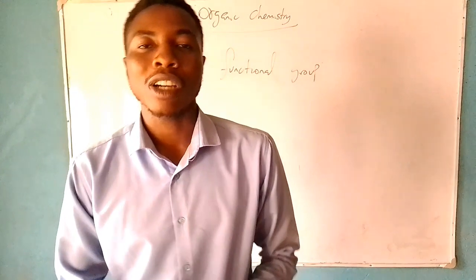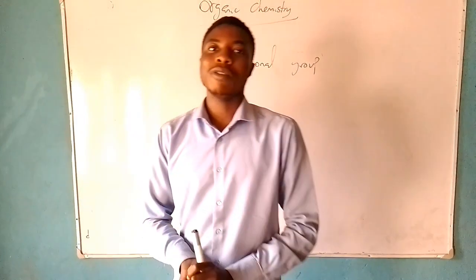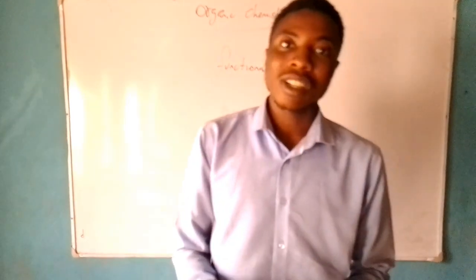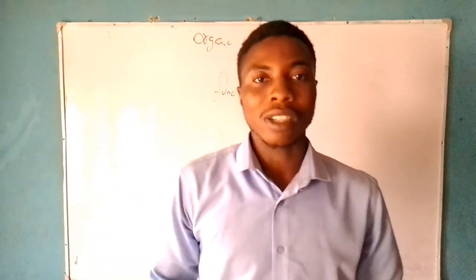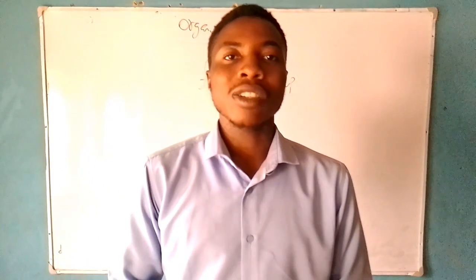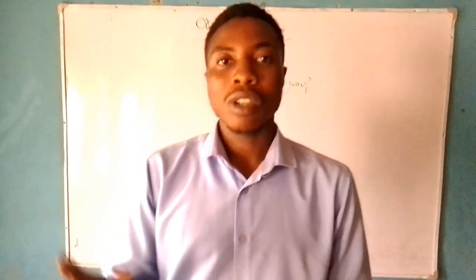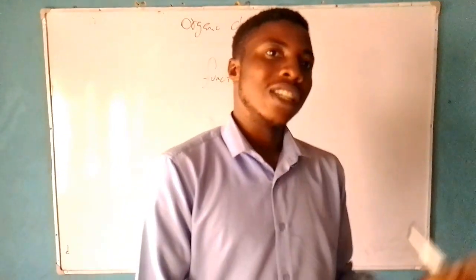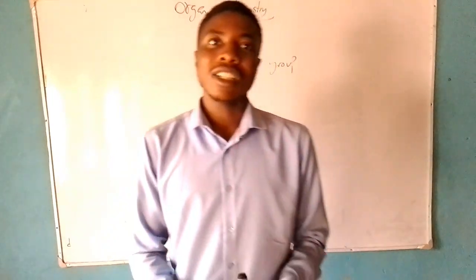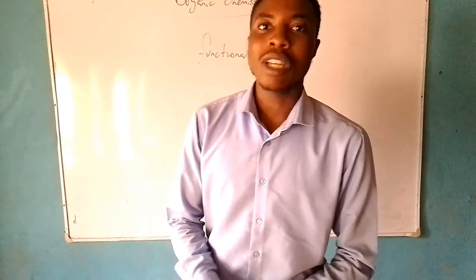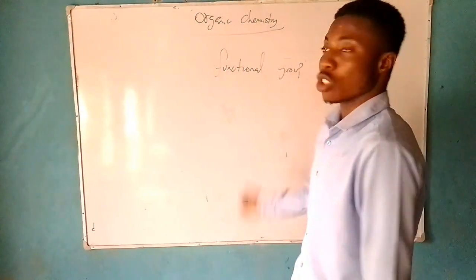In the last video we talked about the homologous series, which we said is the family of organic compounds which follows a series of structural pattern. We also talked about the characteristics of homologous series. We also listed some of the homologous series we have in organic chemistry, like the alkane, the alkyne, the alkanols. In today's video, we're going to talk about functional group.